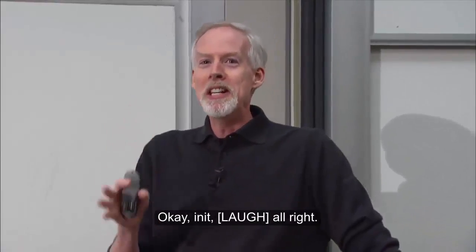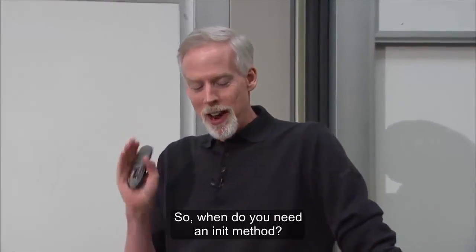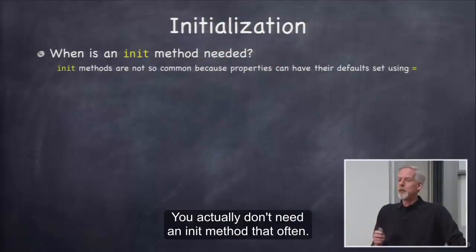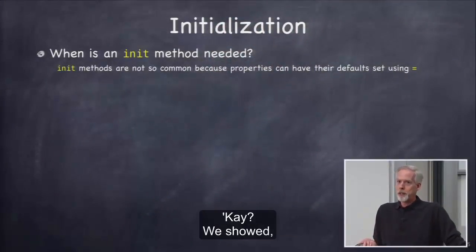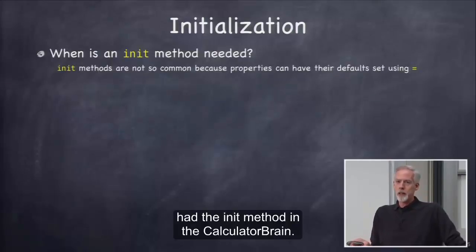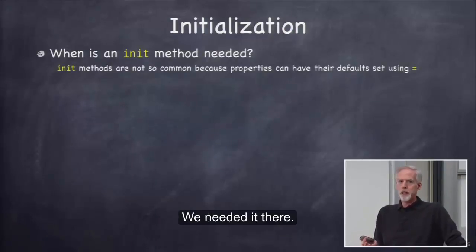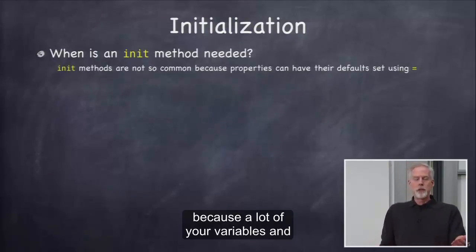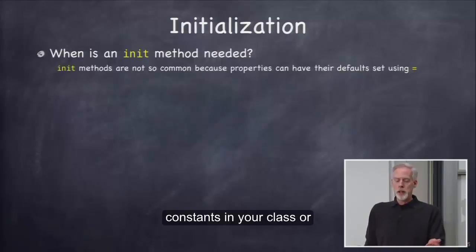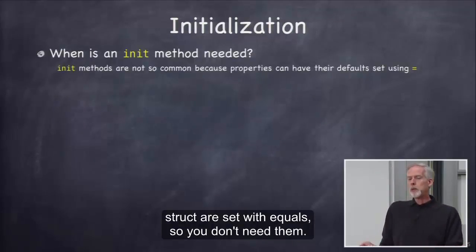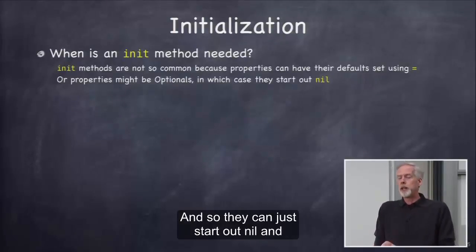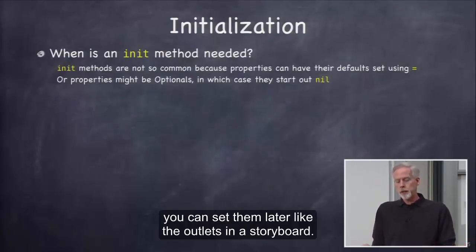Okay. Init. All right. So when do you need an init method? Well, you actually don't need an init method that often. Okay, we should have the init method in the calculator brain. It made sense there. We needed it there. But you don't need that often, because a lot of your variables and constants in your class or struct are set with equals. So you don't need them. Or maybe the properties are optionals, and so they can just start out nil, and you set them later, like the outlets in a storyboard.